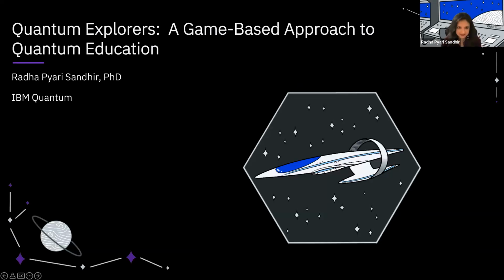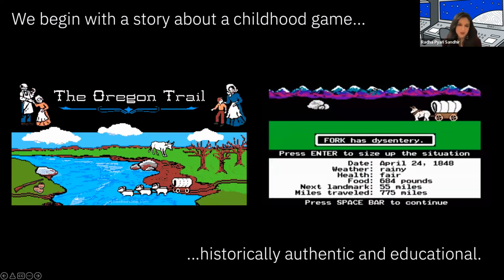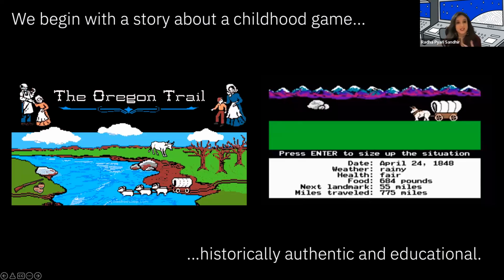When I was in elementary school, my class played a game called the Oregon Trail. In this game, you play a family that traverses an emigrant trail across the United States based on a real migration event from the east to the west that occurred in the mid-19th century. The goal is to overcome obstacles and make tough decisions to keep as many members of your family alive by the time you reach your destination. It was interesting and engaging, historically authentic, and educational.